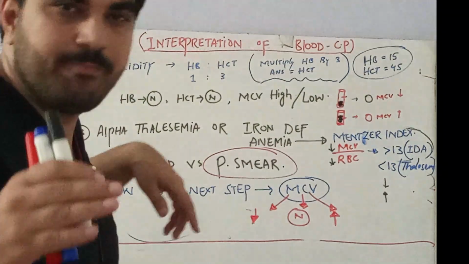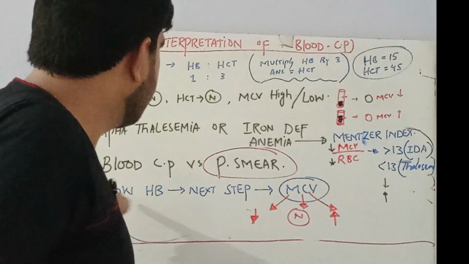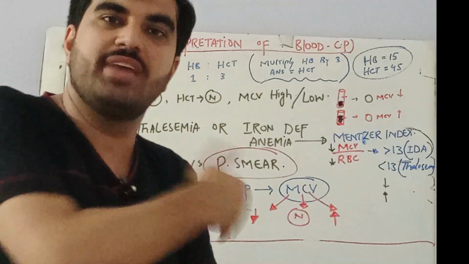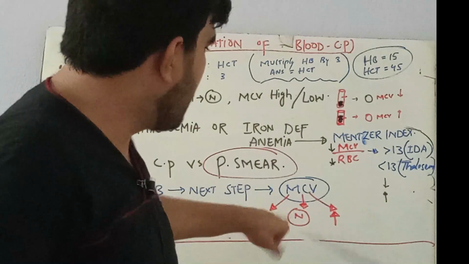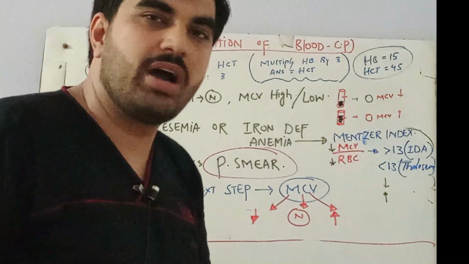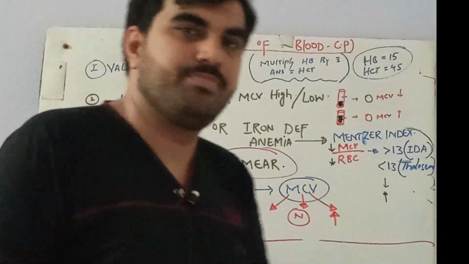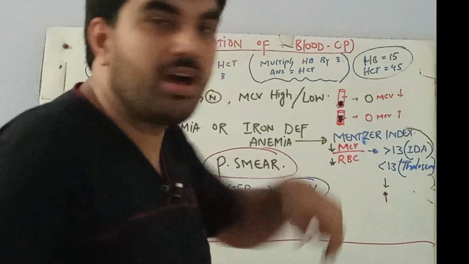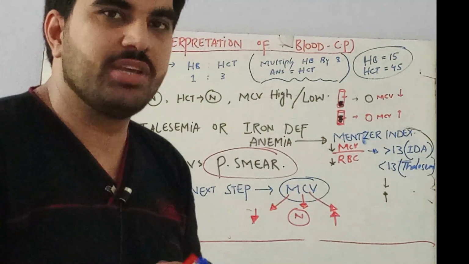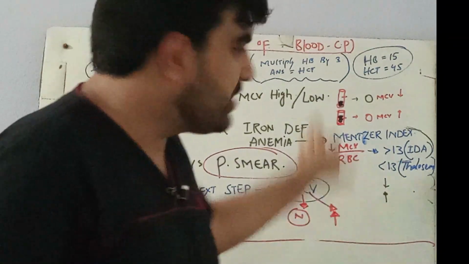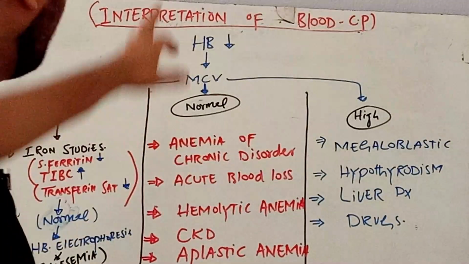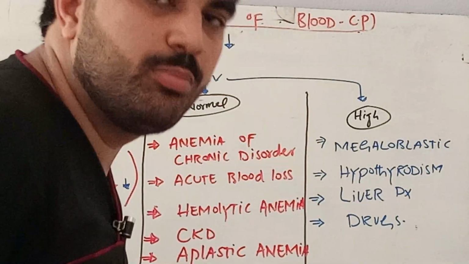Now coming toward the main bulk of the lecture: if the patient is having low HB, low hemoglobin, what is the next step? Look at the MCV. The MCV is low, normal, or high. If the MCV is low, what will you suspect? Iron deficiency anemia, thalassemia on the top. If the MCV is normal, what will you suspect? Anemia of chronic disease and hemolytic anemias. And if the MCV is high, what will you suspect? Megaloblastic anemia.